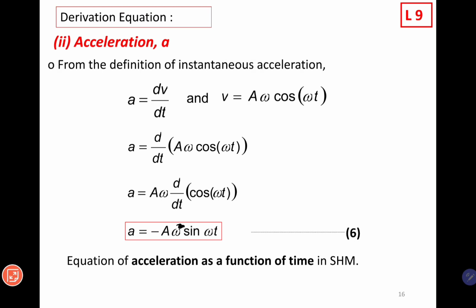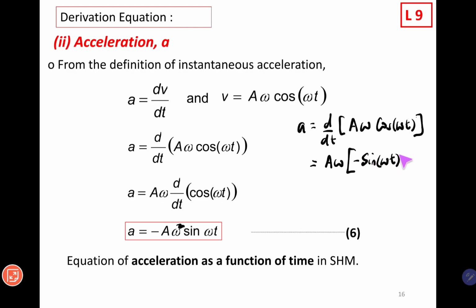Okay, how to get that? Let me show you again. Okay, so a equals d over dt of v. So v is a omega cos omega t. Alright, so in this case a omega is just a constant. Take it out first, and then we need to differentiate cos omega t with respect to t, giving you negative sine omega t. Alright, and then omega t with respect to t, giving you omega. Okay, so what do we have? Negative a omega omega, giving you a omega squared, and then sine omega t.